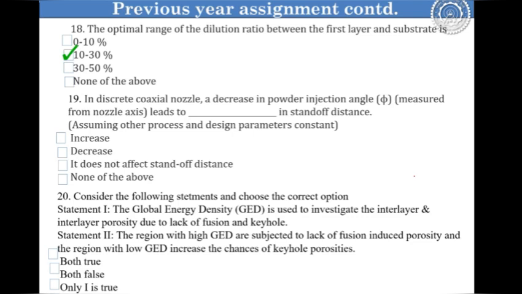For the discrete coaxial nozzle, a decrease in powder ejection angle leads to the increase in standoff distance. Consider the following statements and choose the correct option. One: global energy density is used to investigate the interlayer porosity due to track fusion keyhole. It's true. The regions with high GED are subjected to lack of fusion. No, it's not true.